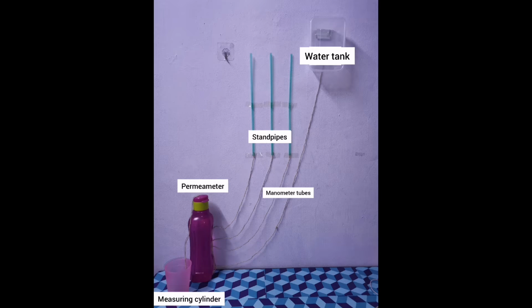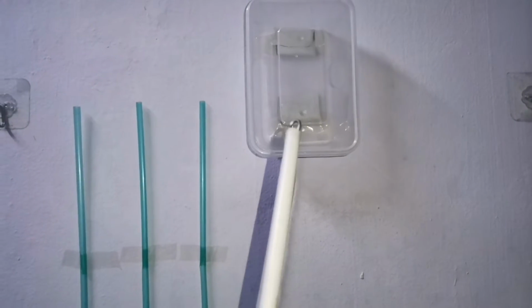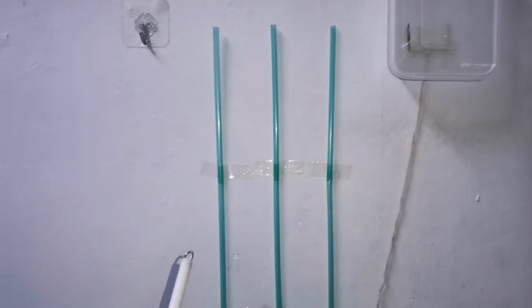Plastic cup as measuring cylinder, water bottle as permeometer, straw as standpipes, rope as manometer tube, and plastic Tupperware as water tank. For this test, the water tank on the top is used to keep the water level constant throughout the whole test. These three straws act as the standpipes that are attached to the wall.